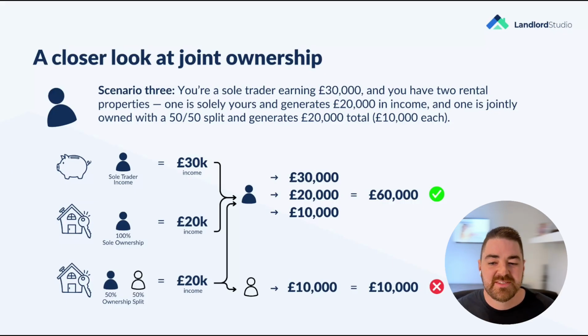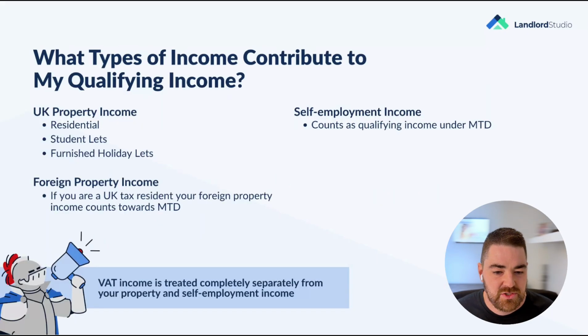So these exact ownership splits need to be reported via your software each quarter, so you can quickly calculate if you are coming into these bands. And this is where the traditional accounting software starts to break down. So let's jump into what types of income actually qualify as qualifying income.